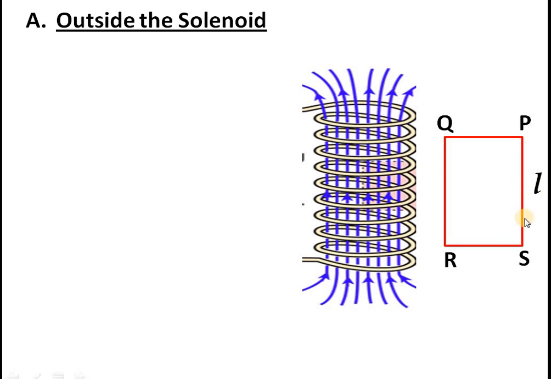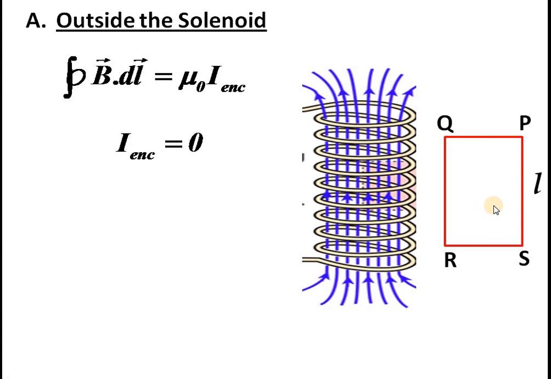with a side of length L. This side can be anything, small x, small y, anything like that. Assume a closed path PQRS with a side length small l. And we have Ampere's law: the integral of B dot dl is equal to mu 0 I. Inside this closed path there is no current. I enclosed is the current passing through the closed path. For this case, there is no current through the closed path, so I enclosed is obviously 0.